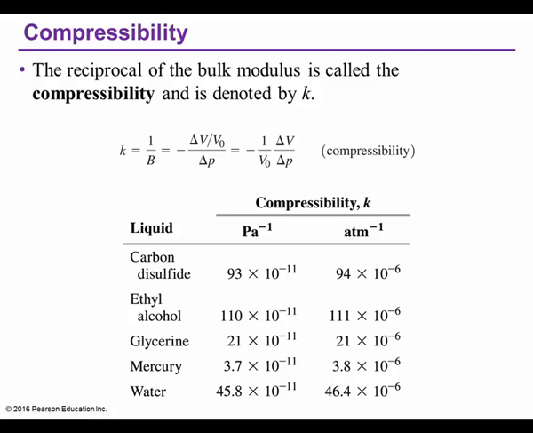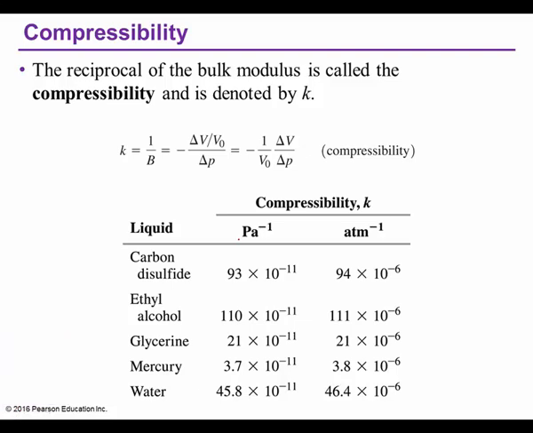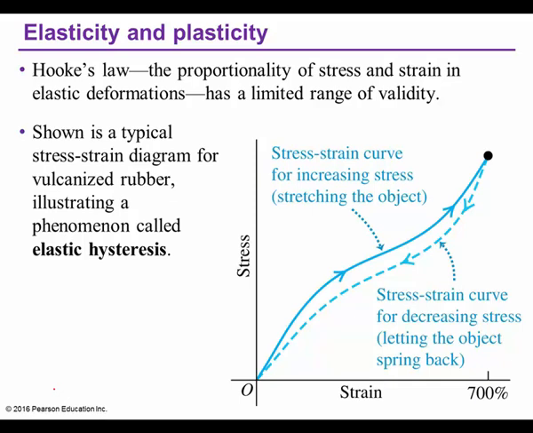Now, compressibility is basically the reciprocal of bulk modulus. And notice that our units change a little bit. I almost forgot about this, y'all. It's reciprocal pascals or atmospheres. Typically, we do everything in pascals. In other words, it's 1 over pascal. That's our units. So if we look at the compressibility of, say, a liquid, and notice these are all liquids, then it's basically the reciprocal of the bulk modulus.